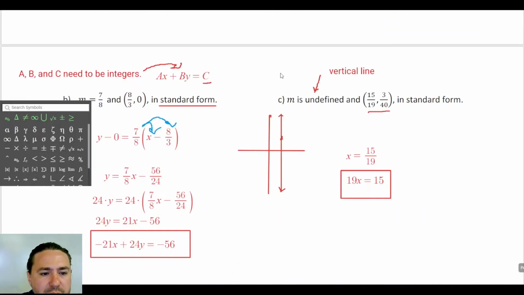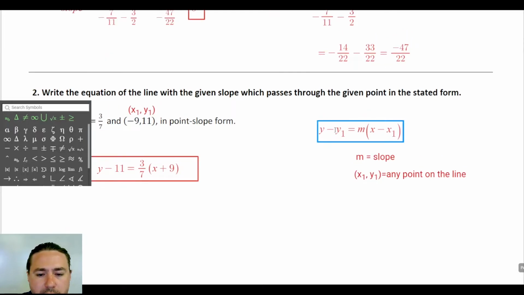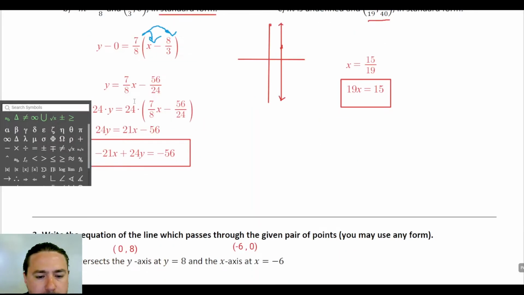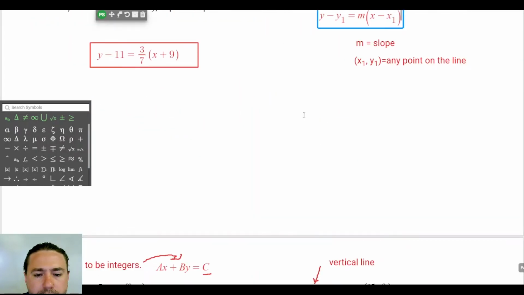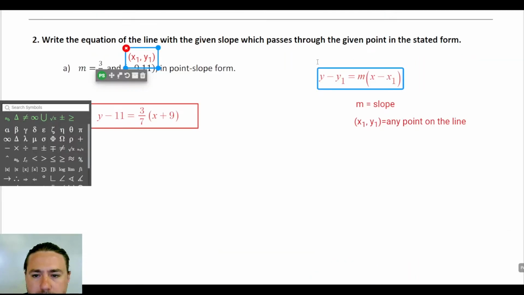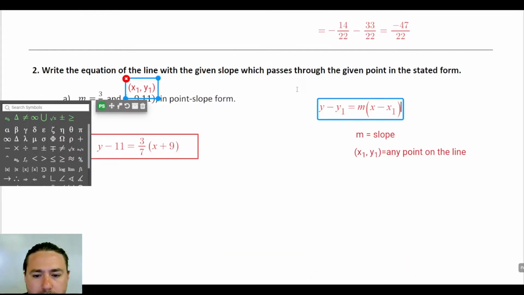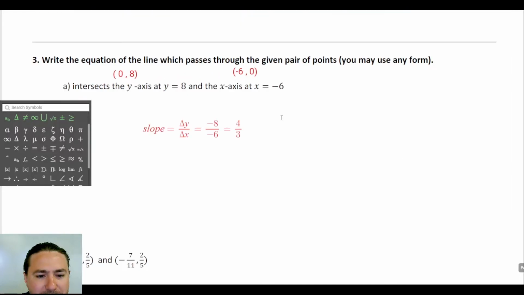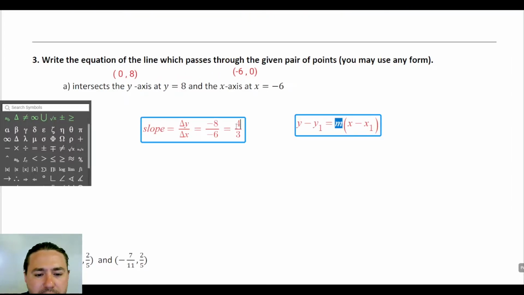And so let's go ahead and write our equation. This one doesn't specify what form, so I'm just going to go with point-slope form. Not sure what happened there. Okay, there we go. So the slope here is 4/3.